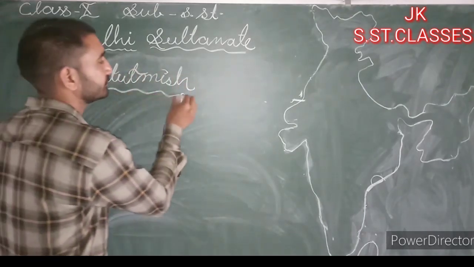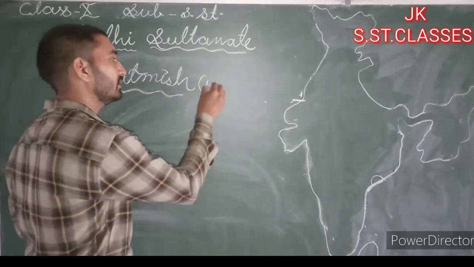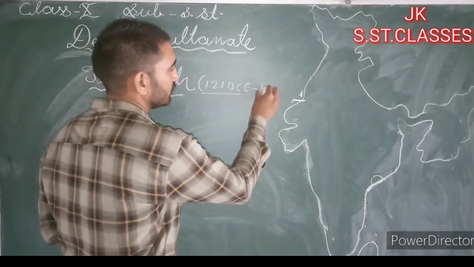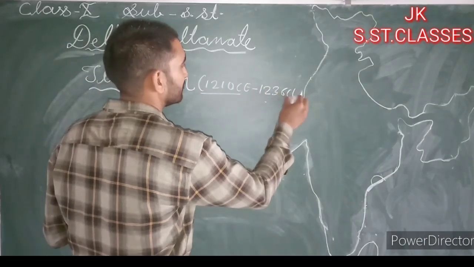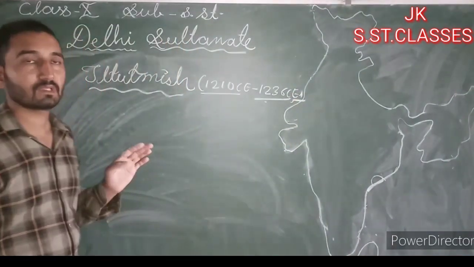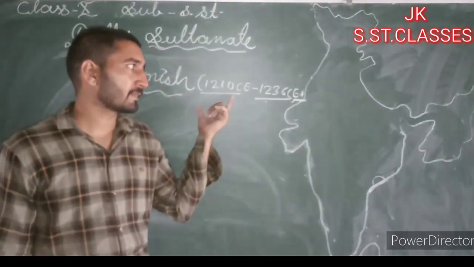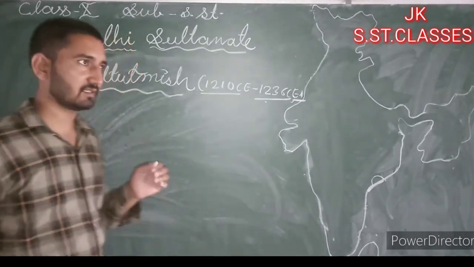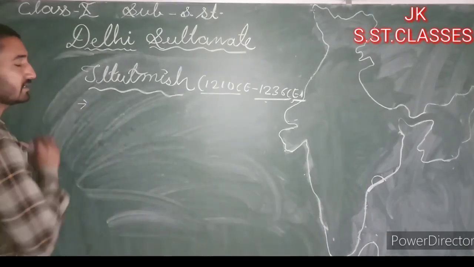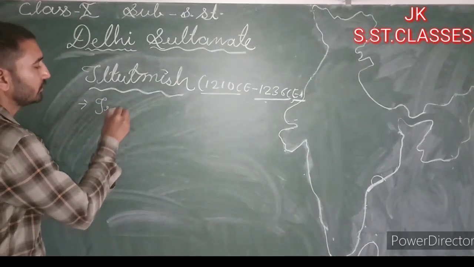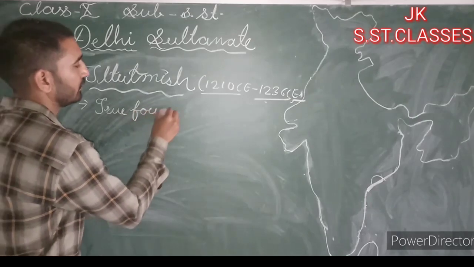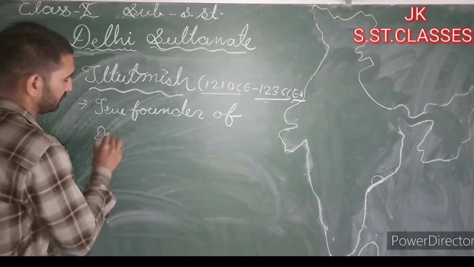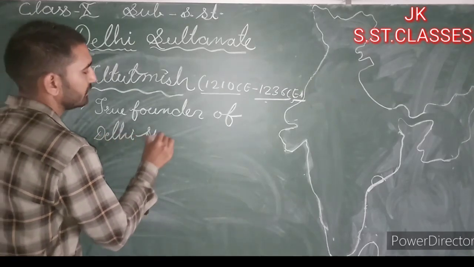So here we are going to discuss Iltutmish, who became the ruler in 1210 Common Era and ruled till 1236 Common Era. These 26 years of rule related with Iltutmish are very important in the history of the Delhi Sultanate. And that's why he is known as the true founder of the Delhi Sultanate.